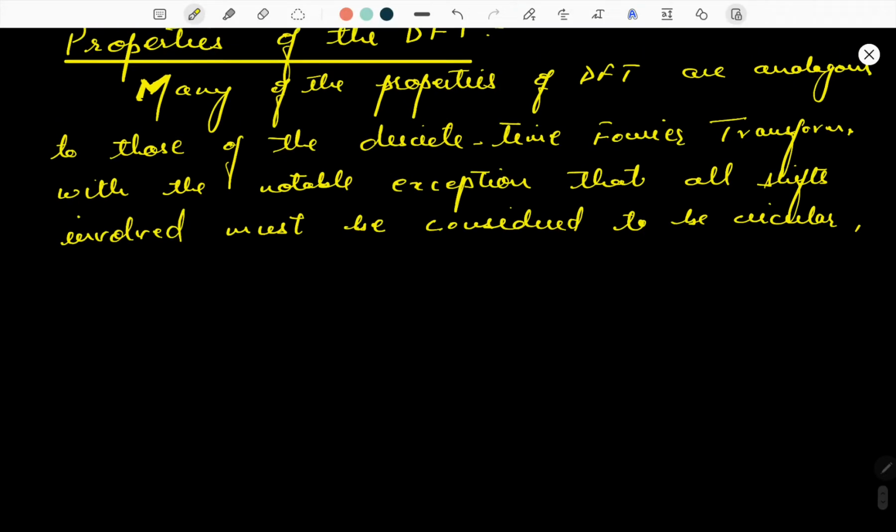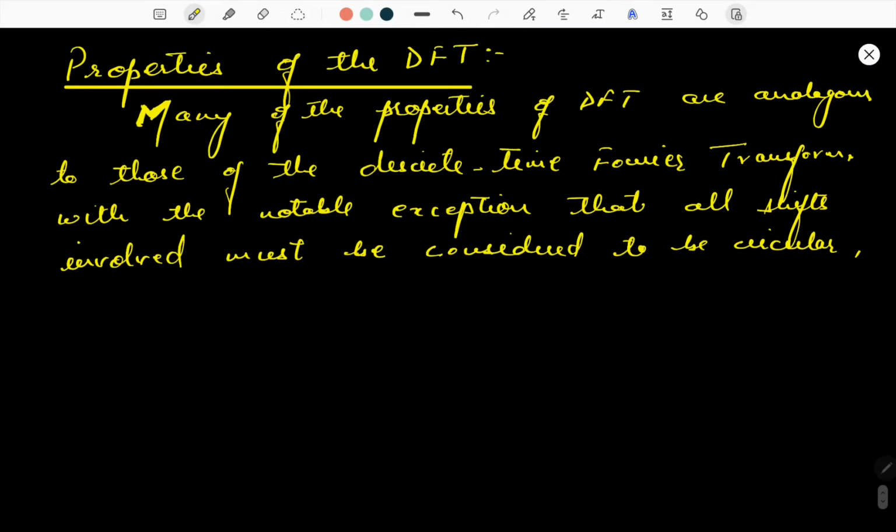Hello and welcome. So today we are going to discuss the properties of the discrete Fourier transform, in which mainly we have to cover circular symmetry, circular shift and circular convolution.